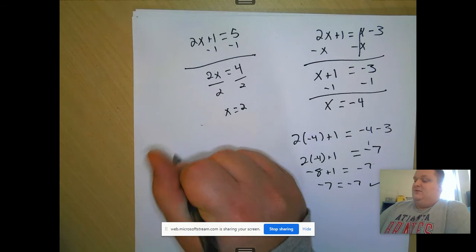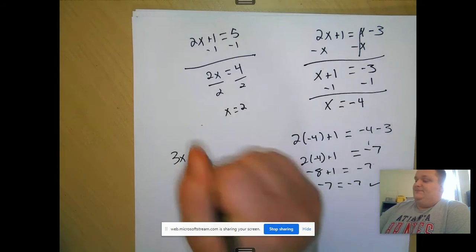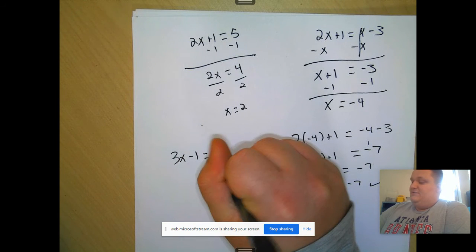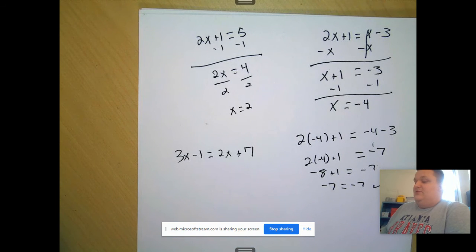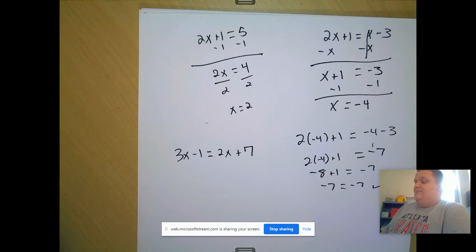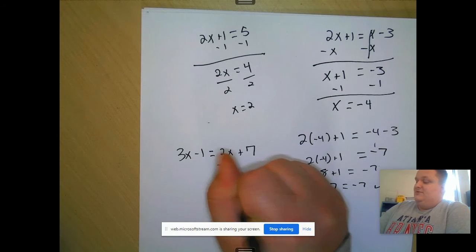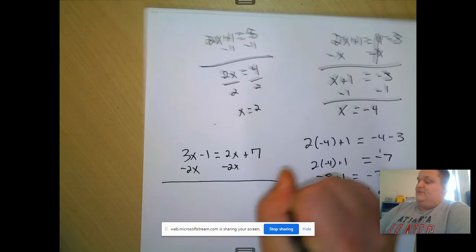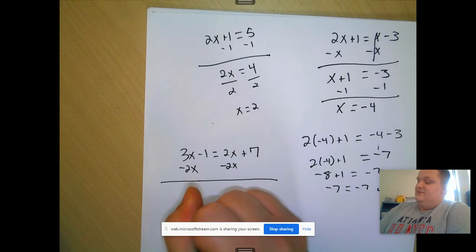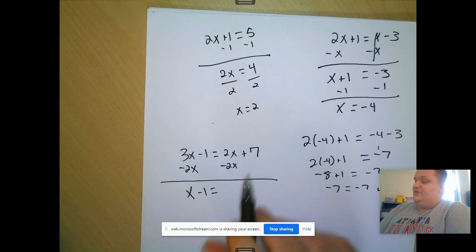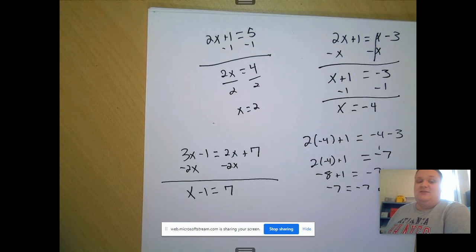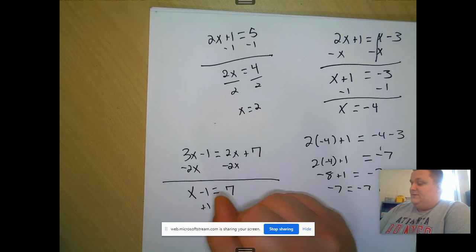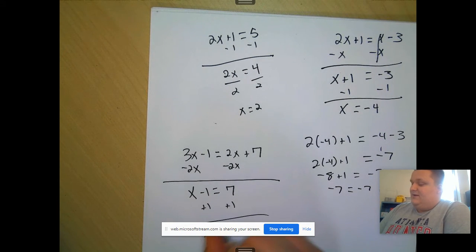How about 3x minus 1 equals 2x plus 7? I want to do the same thing. I want to get my x's on one side, my numbers on the other. So I subtract my 2x. 3x minus 2x would just be x. Bring down your minus 1. 2x minus 2x is 0, so it leaves you with 7. Now you have x minus 1 equals 7. Add 1 on both sides. You're going to get x equals 8.